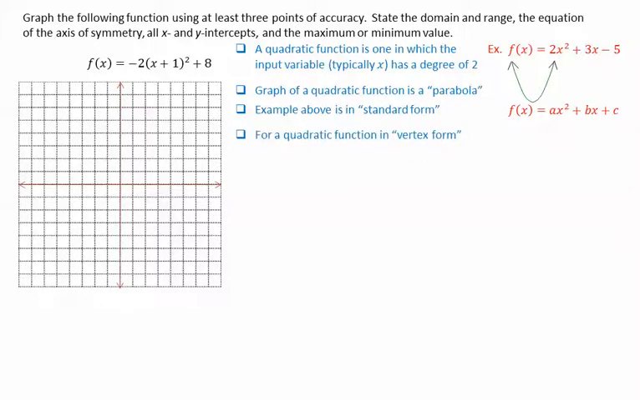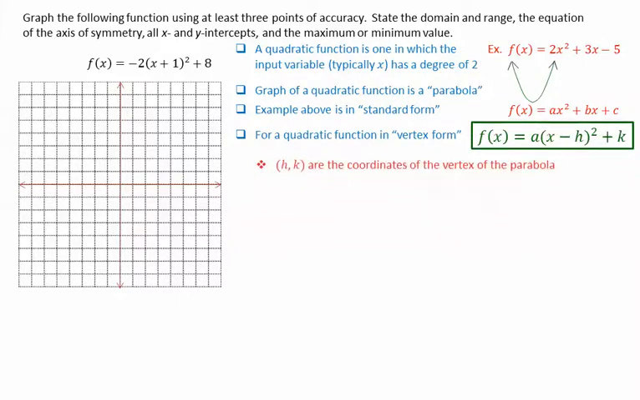For a quadratic in vertex form, which is f of x equals a times (x minus h) all squared plus k, h comma k give the coordinates of the vertex of the parabola. This is the point at which the parabola changes direction. This will always correspond to either the minimum or the maximum point.